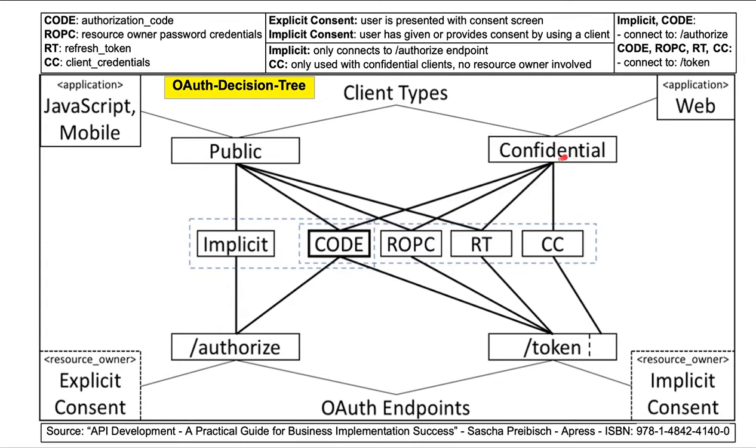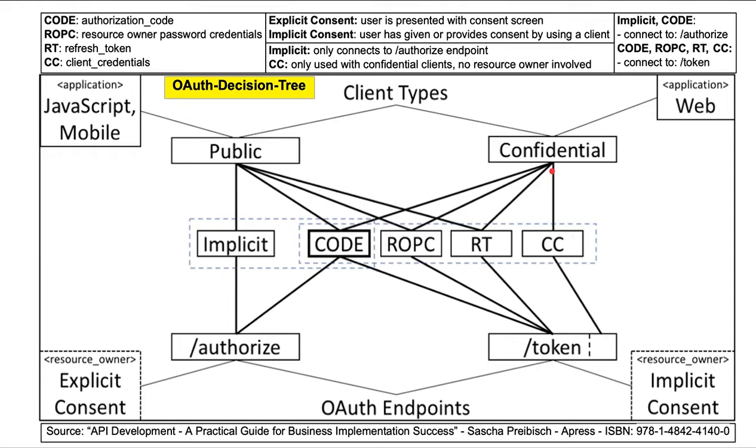If you, from this point in time, want to show a consent screen to the user, you will see that the only connection to this end over here is through the code flow. So only this one will support the case where the user is presented with a screen where it says grant or deny. The password flow doesn't do that. The refresh token flow certainly also not. And the client credentials flow even less.